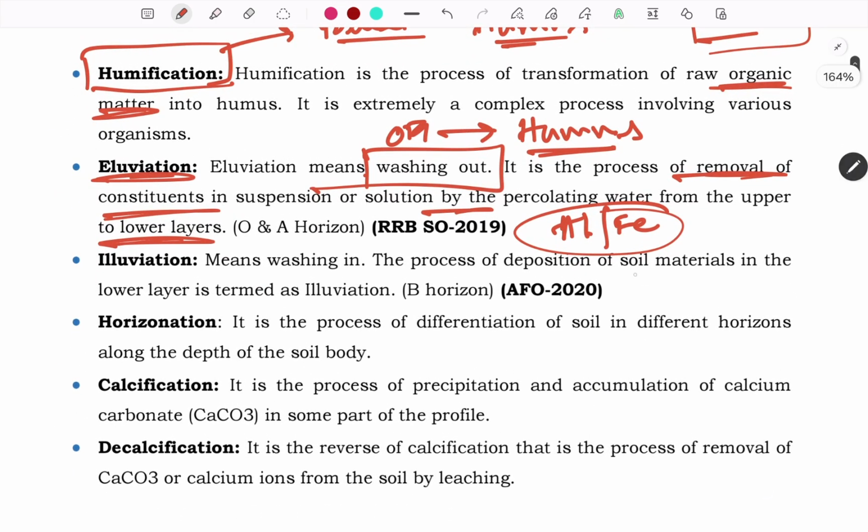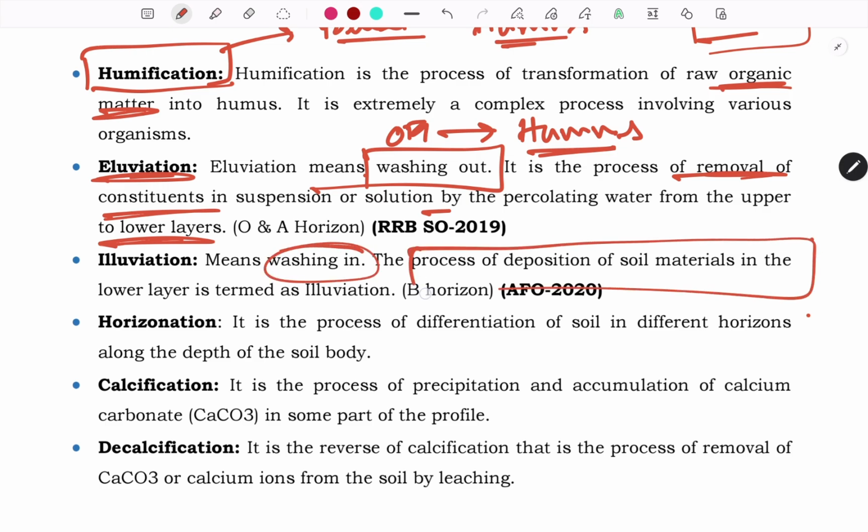Illuviation is nothing but a deposition, an accumulation layer. You can see it means washing in. The process of deposition of soil minerals in the lower layer is termed illuviation.